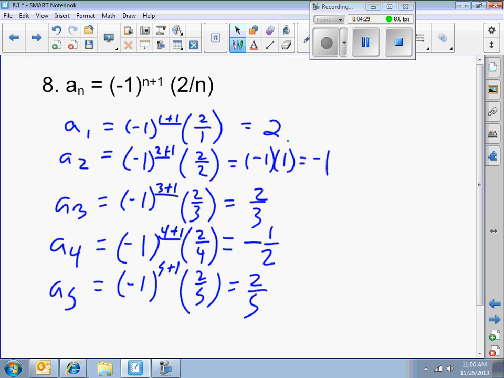What you may notice is the fact that it alternates. So this is positive, this is negative, this is positive, this is negative. So that's why it's called the alternating series, or sequence in this case.